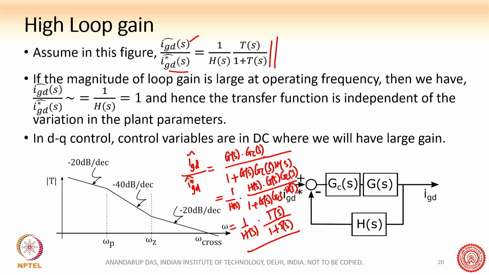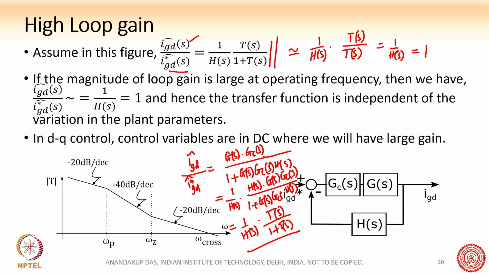So here you can see, suppose H(s) equal to 1. Now the question is, as I told you, if the magnitude of the loop gain is very large at the operating frequency, then what will happen? This will be almost equal to T(s) by T(s), right? Your magnitude of T(s) is very large as compared to 1. This will be equal to 1 by H(s), and since I have taken H(s) equal to 1, this value will become equal to 1, right? So therefore, this is what we want.